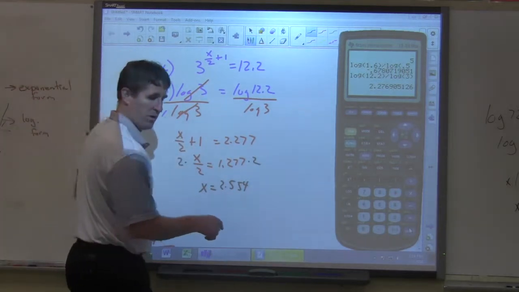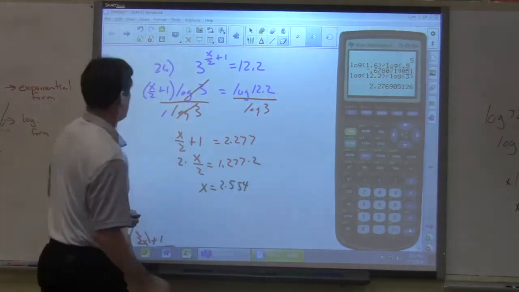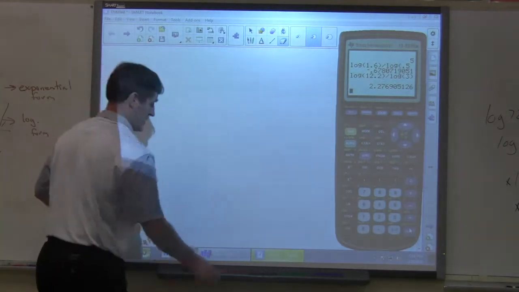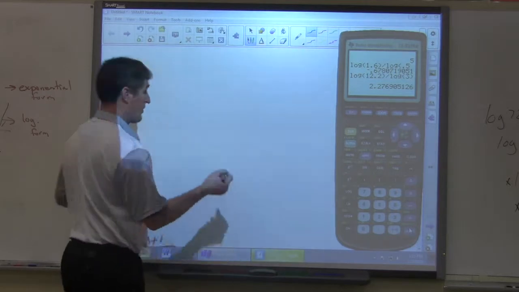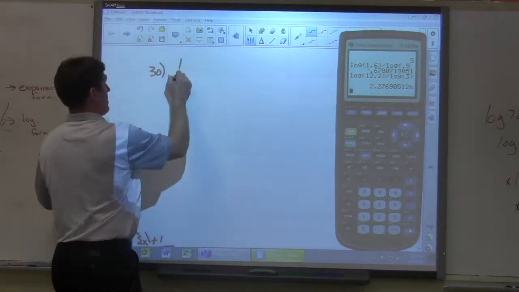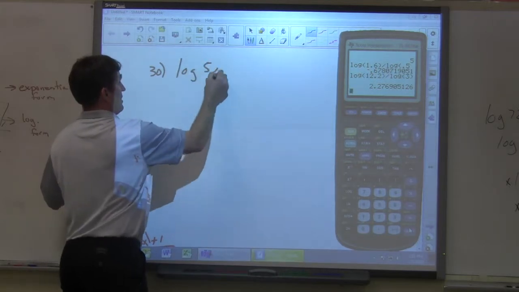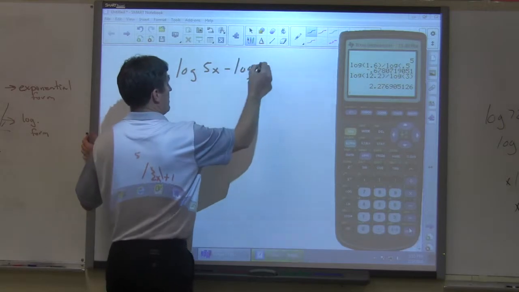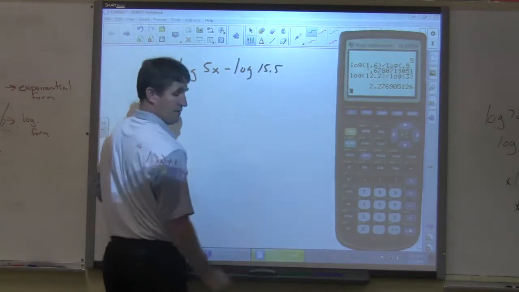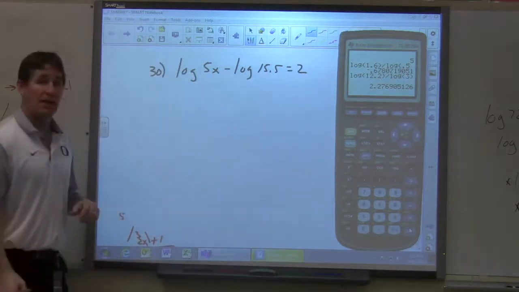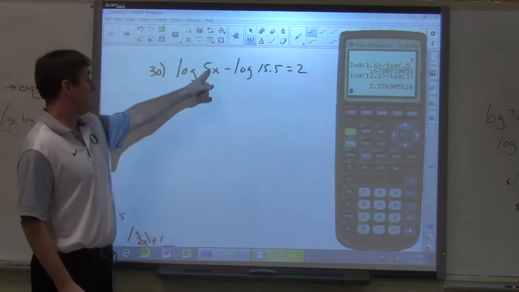Let's do one more problem. And this is one from your assignment. So number 30. This is one you had to do. Log 5x minus log 15.5 equals 2. So again, if we decide where the variable is, it's in our answer here.